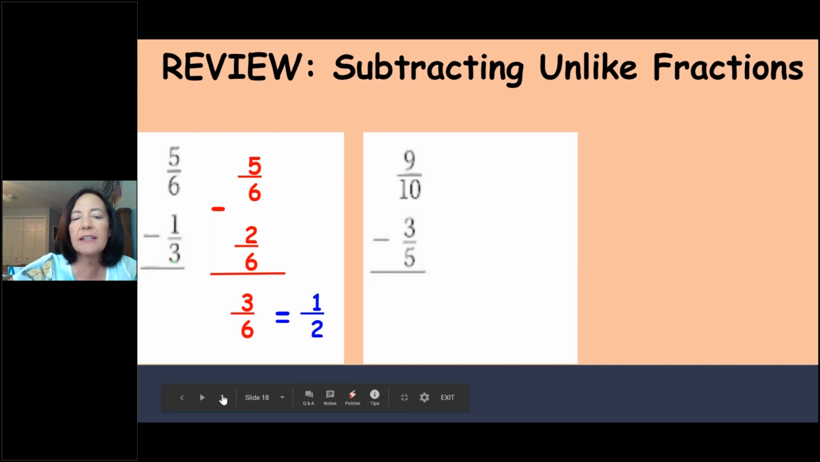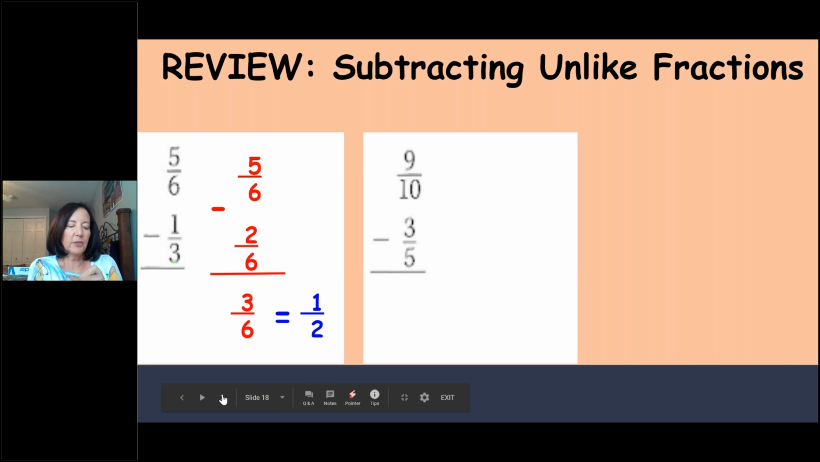The next problem is 9/10 minus 3/5. So you can tell me again, what's our common denominator going to be? 10 and 5 are our denominators. What's a common number they both divide into evenly? Would it be 10? It would be 10. So how are we going to rewrite this problem? So it would be 9 over 10. Good.